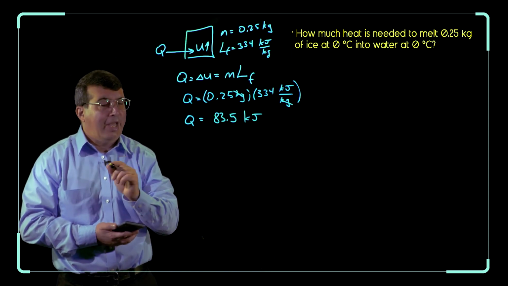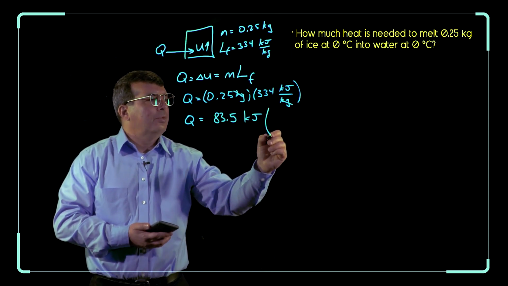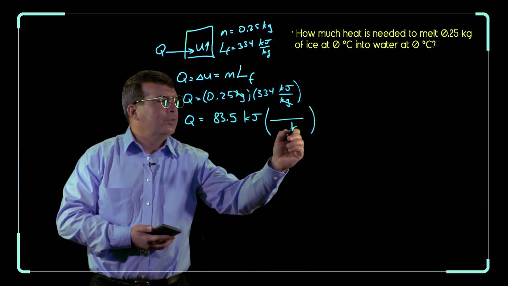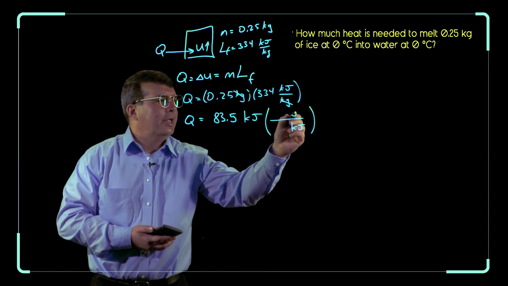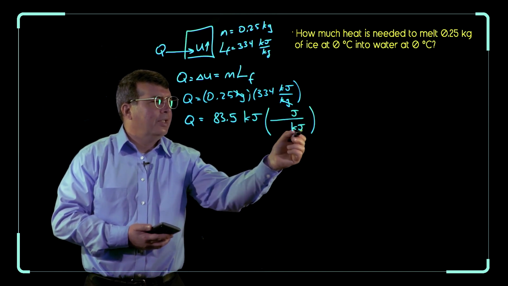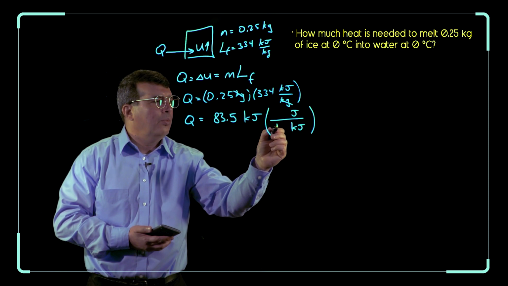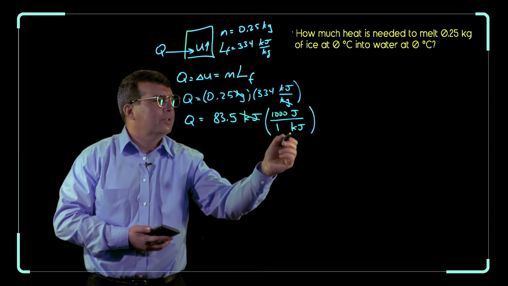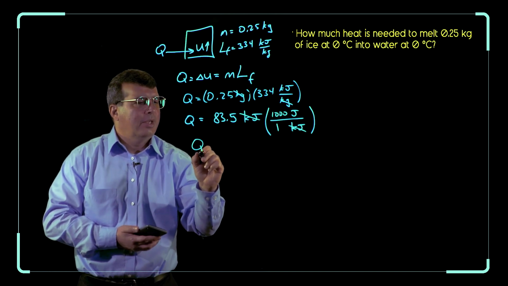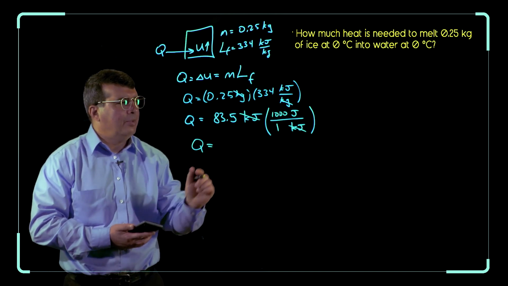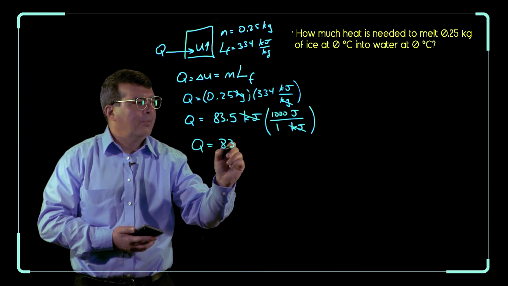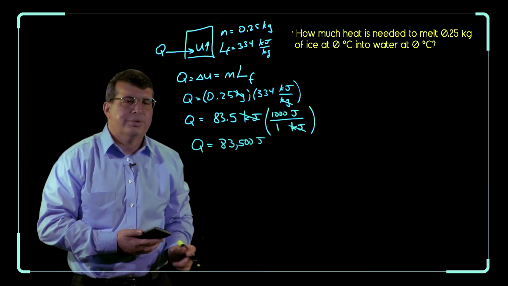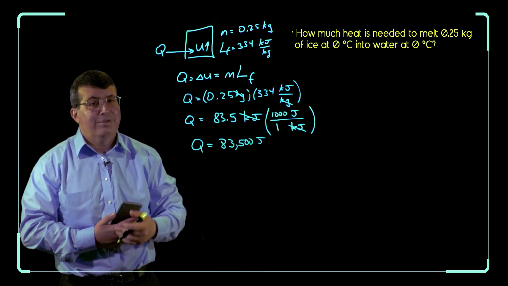Now, if we want to convert that into joules, we would have kilojoules in the denominator and joules in the numerator, so that kilojoules will cancel out. And 1 kilojoule is 1,000 joules, so my kilojoules cancel out. So in joules, the heat would be 83,500 joules. And that is the answer that we're looking for.